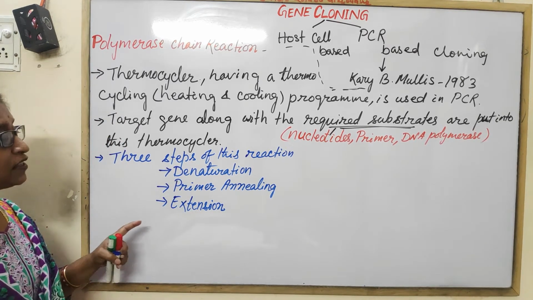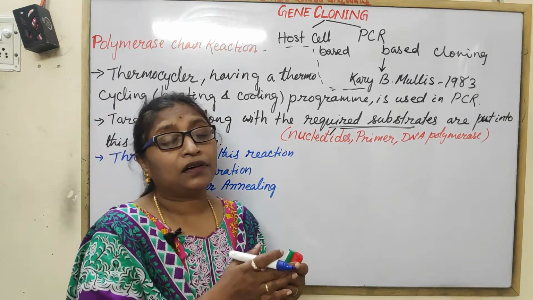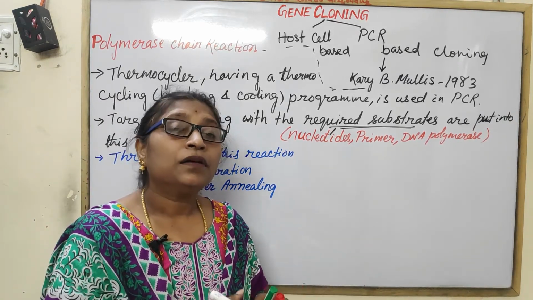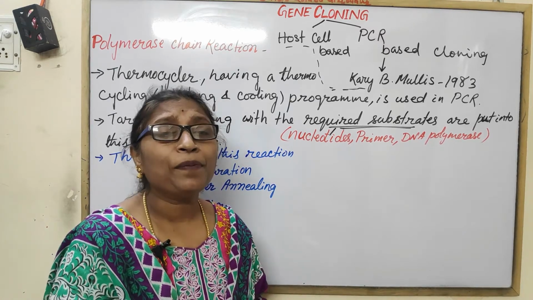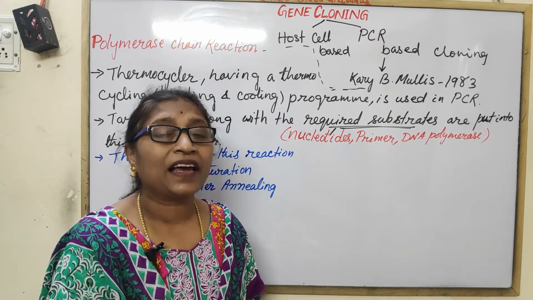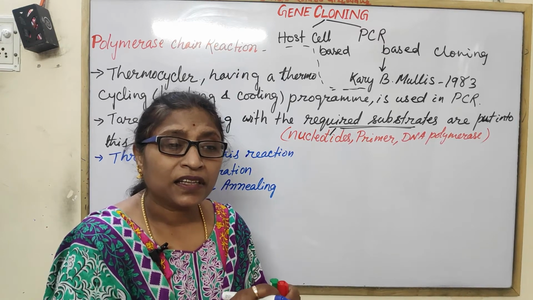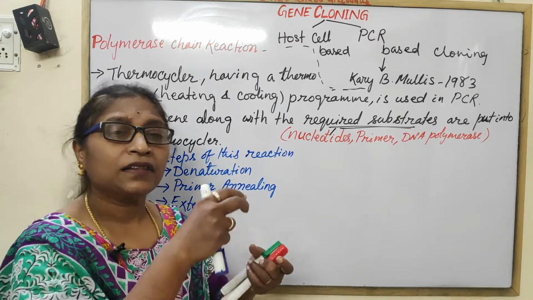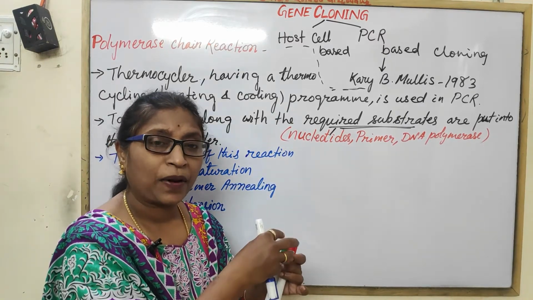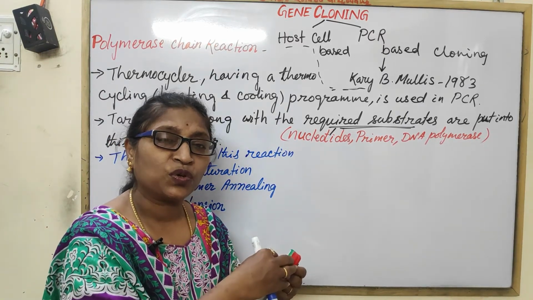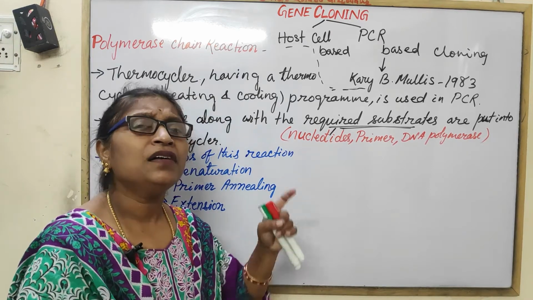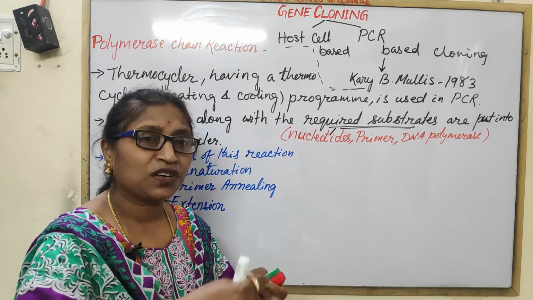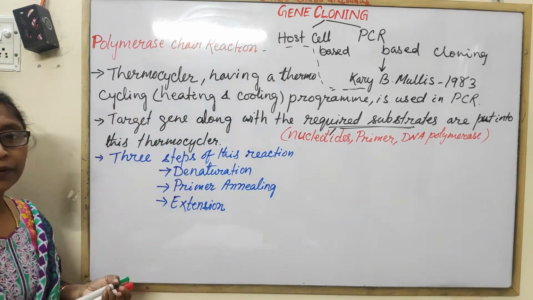Denaturation means the double strands are made into single strands. They are denatured. Double strands are made into single strands. And primer annealing: the DNA primer is annealed, joined to the 3' end of the single-stranded DNA. Then extension of the nucleotides.